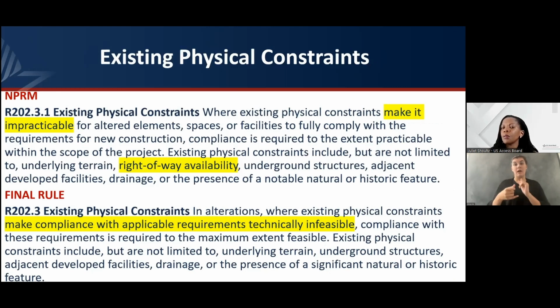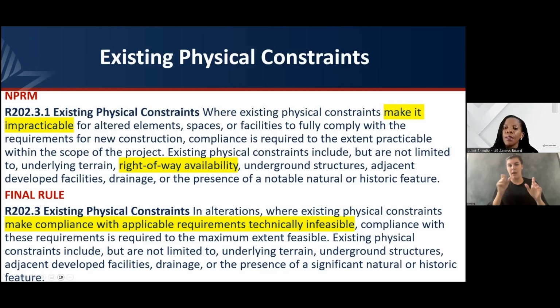In the final rule, you'll notice we replaced the phrase maximum extent practicable with maximum extent feasible, which is consistent with the terminology used in the ABA and ADA accessibility guidelines. On the screen, I'm showing NPRM provision R202.3.1, existing physical constraints, in comparison to final rule R202.3, existing physical constraints. So you see the change from making it impracticable to make compliance with applicable requirements technically infeasible.